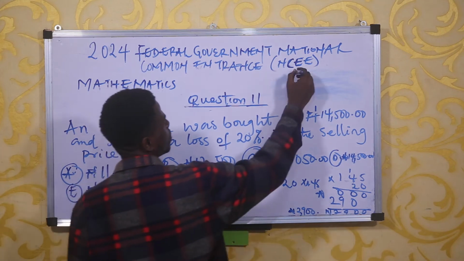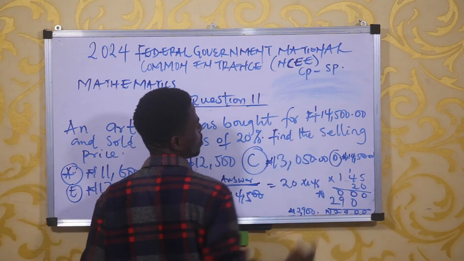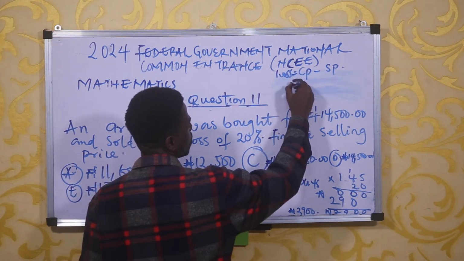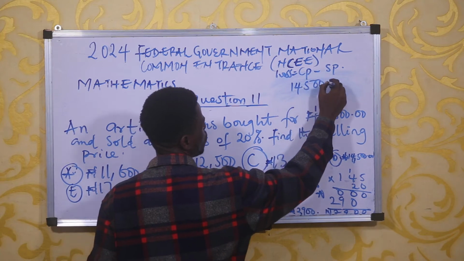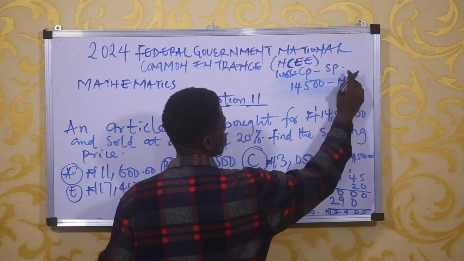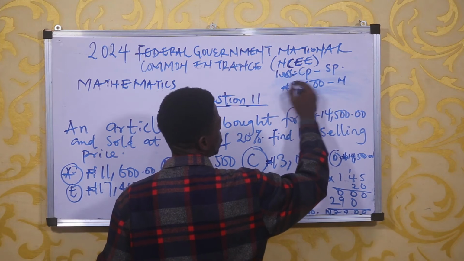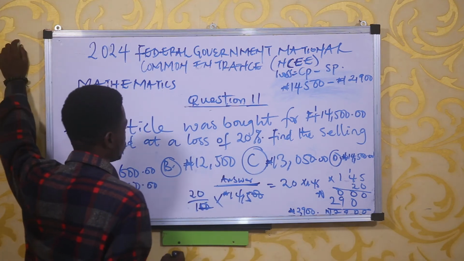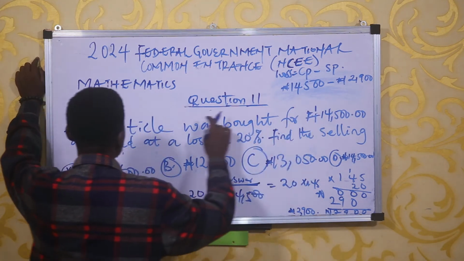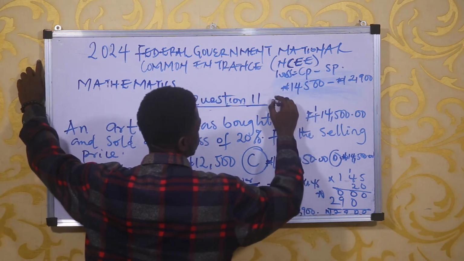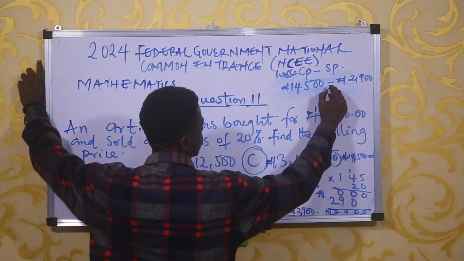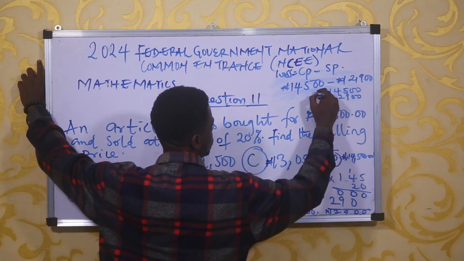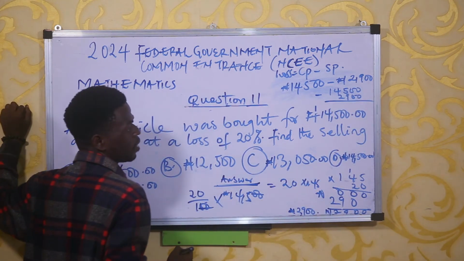Don't forget, I said that cost price minus selling price is the loss. So in this place, we're going to say 14,500 minus 2,900. Let's subtract because of the space here. 14,500 minus 2,900. Please take note of that, so you can get our answer.